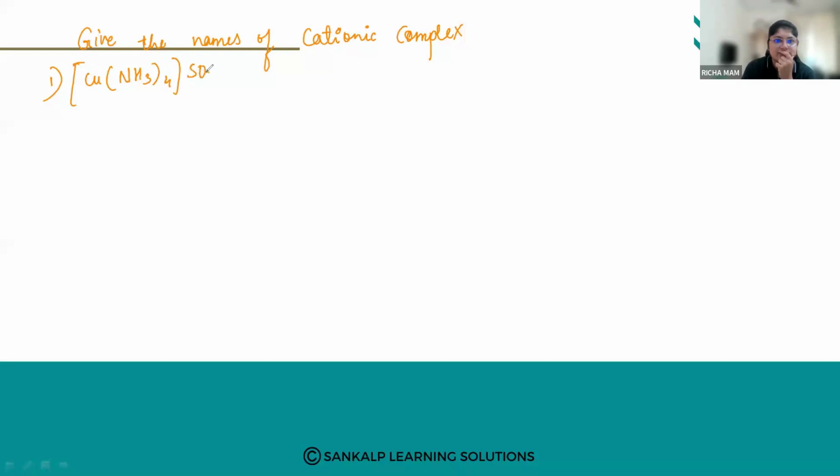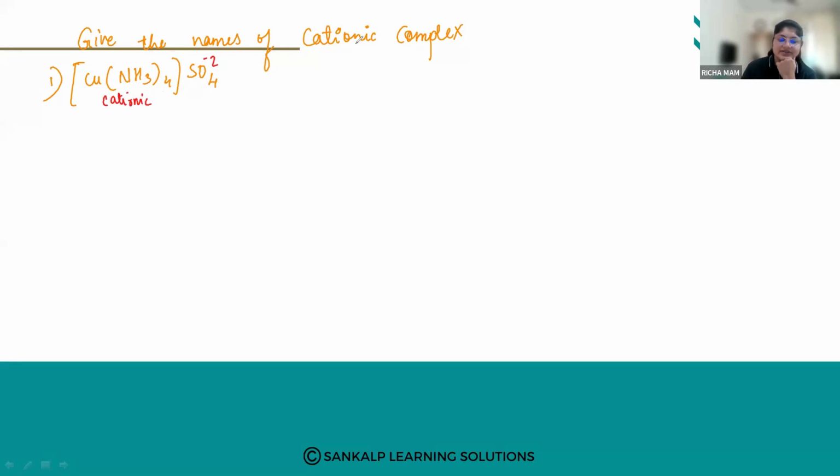Cu(NH3)4 SO4. Now if you remove this SO4, we are having the sulfate. So how do we give the name for this cationic complex? We know the order: you should write first the cationic part. Sulfate will have a -2 charge, and this is our cationic complex, so we should name this first.